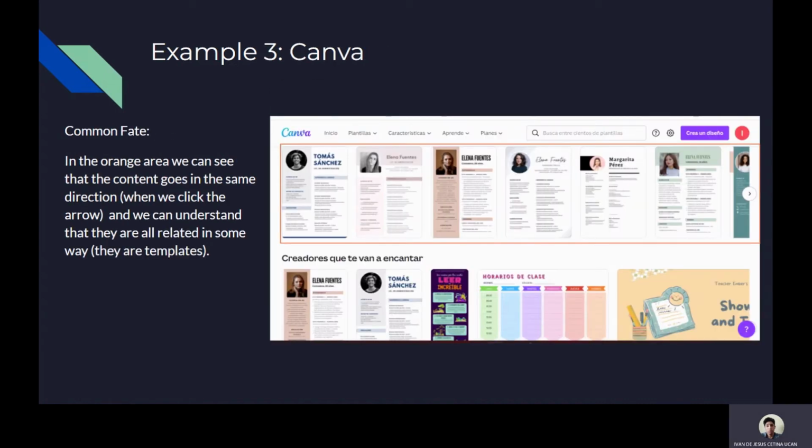For our third example, we have the interface of Canvas. Here we have an example of the common fate pattern. When we press the arrow in the far right inside the orange square, we can notice that all the elements within move to the same direction, indicating that all those moving elements are related to one another.